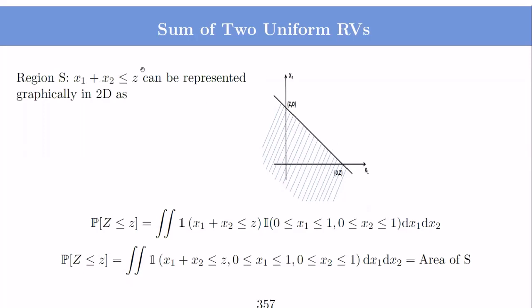And x1 plus x2 less than or equal to z will be all the region below it. So this is the region which is denoted by this. Let's call it x. Sorry, this is the region which is denoted by this.